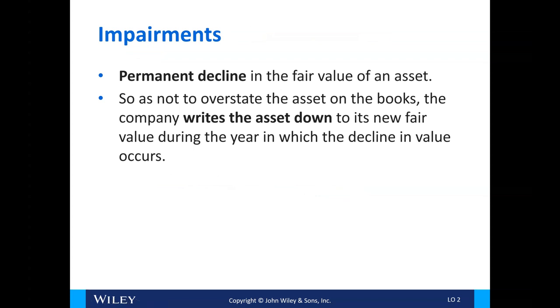Now, a permanent decline in the fair value of an asset means that you're going to impair it. So you're going to write down the asset value to the new value. So if you had a building and you were depreciating it, and all of a sudden every building in that city lost value, so it's not even worth what your book value is, then you would need to write the asset down.